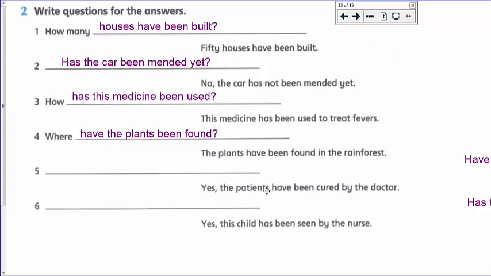Yes, the patients have been cured by the doctor. So I'm asking about the patients. And look at the answer here. We have yes. So the question article should be has or have. Because we have patients, so I'm going to take have. Have the patients been cured by the doctor? Yes, they are.